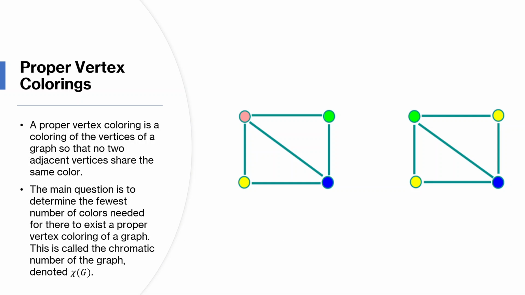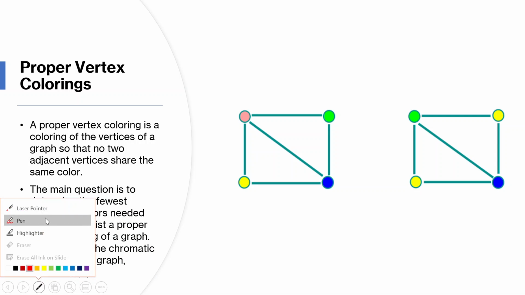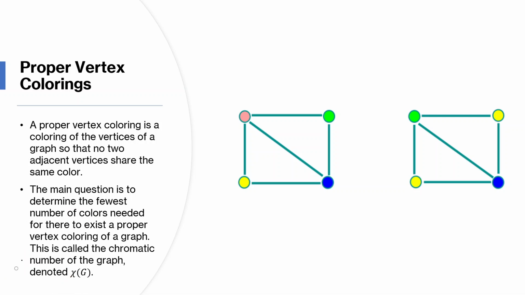So first off, our proper vertex colorings. This is a coloring of the vertices of a graph so that no two adjacent vertices share the same color. This is what we used for bipartite graphs. Bipartite graphs are two colorable. And what that means is we can use two colors to color the vertices and give a proper vertex coloring. So the main question in proper vertex colorings is what is the fewest number of colors needed for there to exist a proper vertex coloring of a graph.